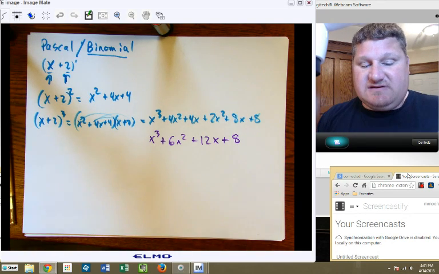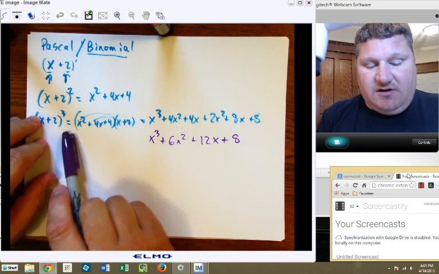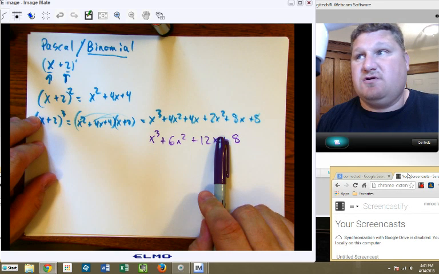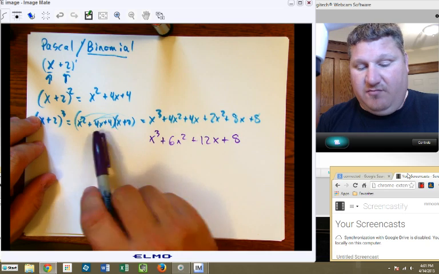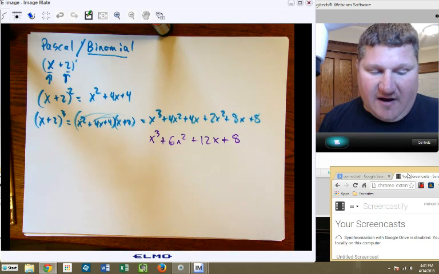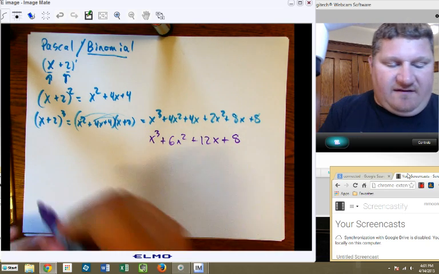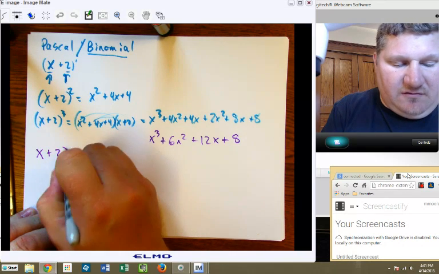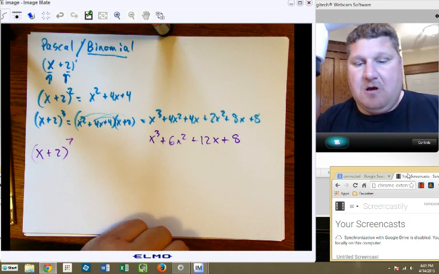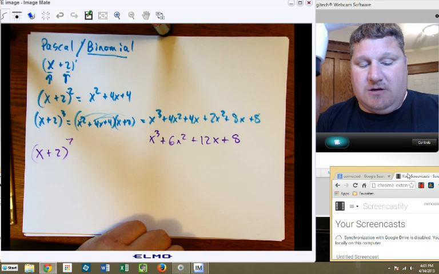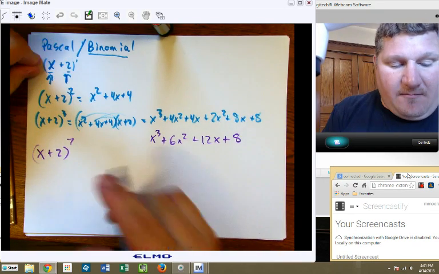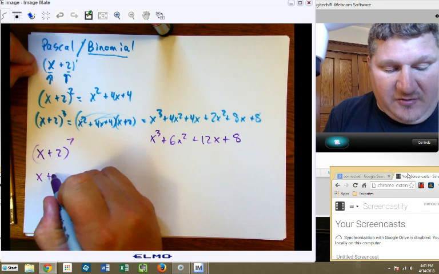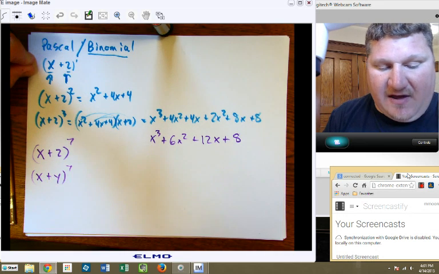Now, we could continue on with this, but the problem is, you'll notice I had to pause here and make sure that I can even get to x cubed, and I had to double check that I had my stuff right. Well, what if I had something like x plus 2 to the 7th power? Okay, x plus 2 to the 7th power is going to be quite a bit. But what if I had something like x plus y to the 7th power?